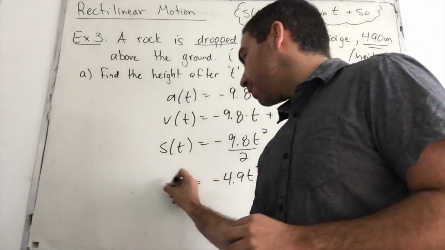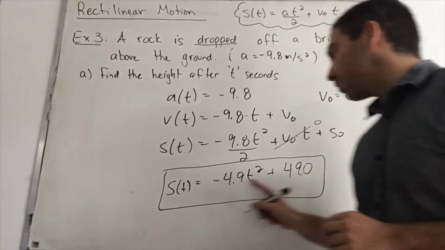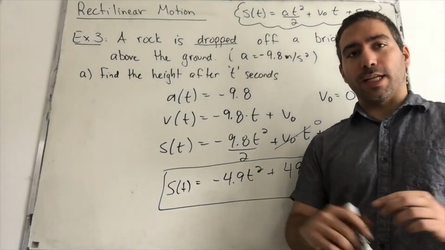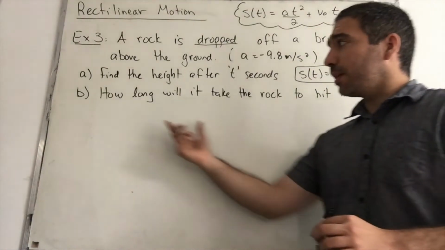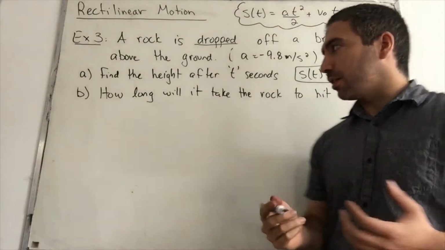And this is our equation. S of t equals negative 4.9 t squared plus 490. Let's look at the next part of the question. So same question, now it's asking how long will it take the rock to hit the ground? Okay, so what information are they asking us really?